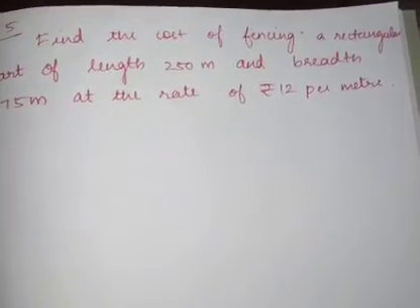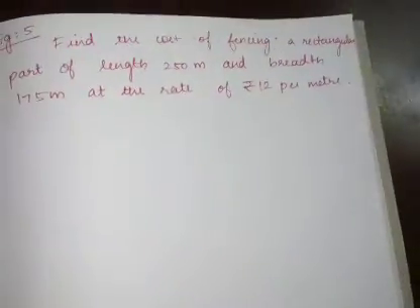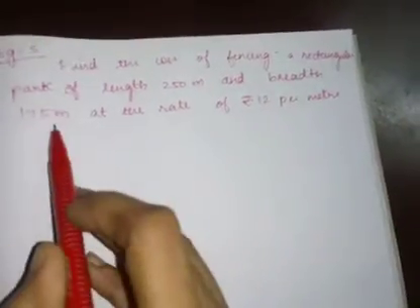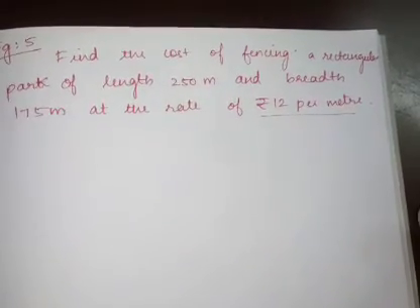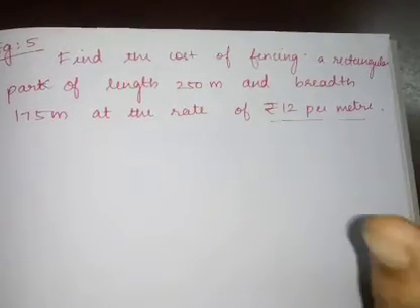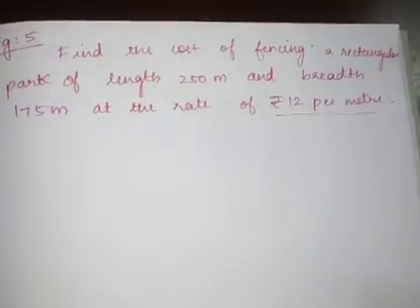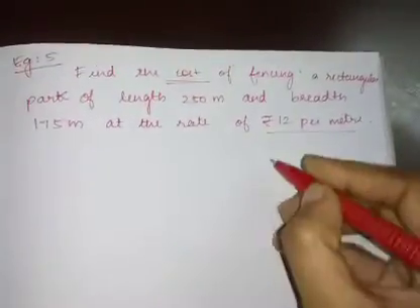Find the cost of fencing a rectangular park of length 250 meter and breadth 175 meter at the rate of rupees 12 per meter. We are going to find the cost of the fencing. Till now we were discussing the length of the rope needed for fencing. Now we are discussing the cost. These word problems we have already discussed in previous grades. We are just going to discuss it.